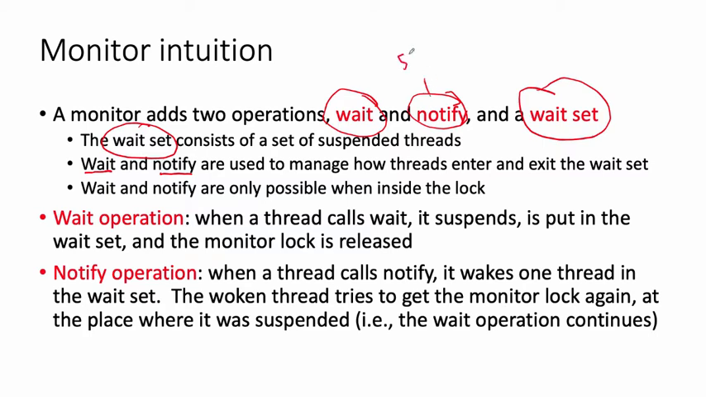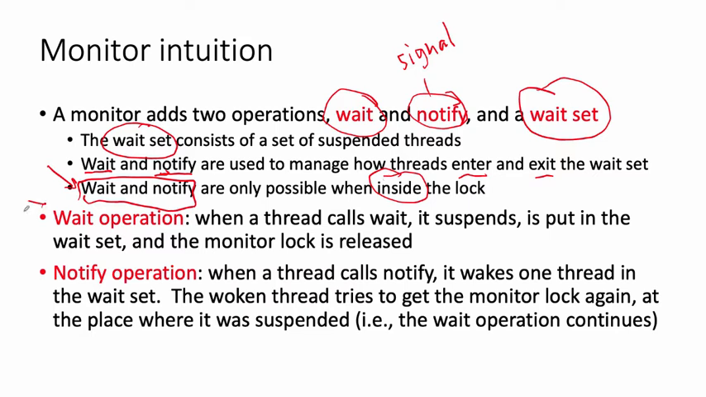So notify is sometimes called signal. This actually means exactly the same. It depends on the text you're reading. If they talk about signal, you can say it's exactly like notify. So wait and notify are used to manage how threads go in and out of the wait set. So the wait will put a thread in, and the notify will take a thread out. So another point is the wait and notify operations, you cannot run them anywhere. You can only run them when you're inside the lock. So everything happens inside the lock.